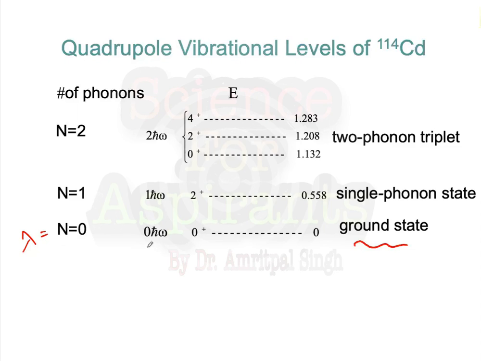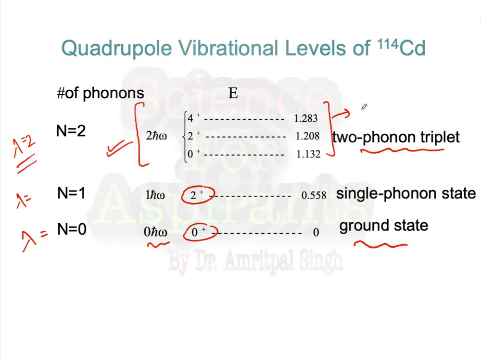When lambda is 0, the energy is 0 and there is only one ground state possible, that is 0 plus. When lambda is equal to 1, that is the first excited state, there is only one state possible, that is the 2 plus state. And when lambda is 2, there are two-phonon triplet states possible: 0 plus, 2 plus, 4 plus. By removing these perturbations, they found that the values of all these three states are almost the same.